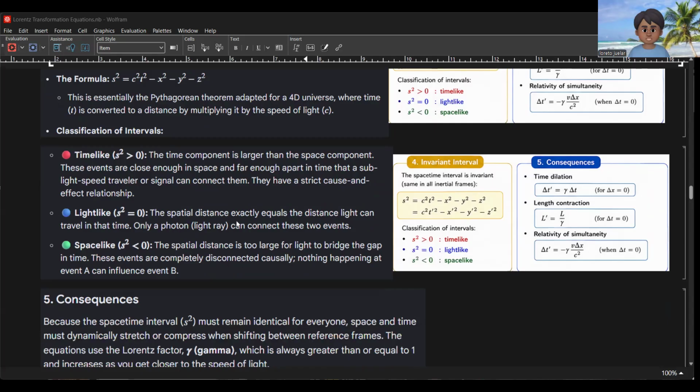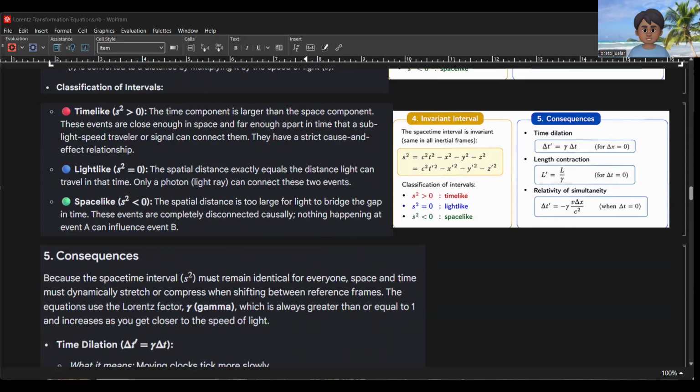So the spatial distance exactly equals the distance light can travel in the time. So only a photon, a light ray, can connect these two events. So we have the spacetime interval squared less than zero. The spatial distance is too large for light to bridge the gap in time. These events are completely disconnected, actually. So nothing happening at event A can influence event B.